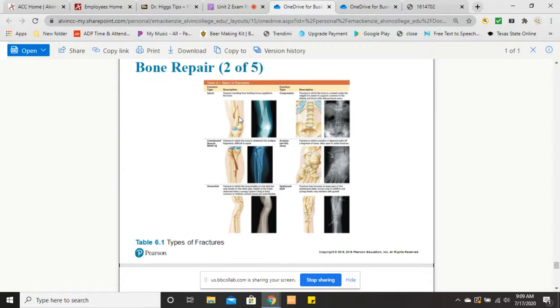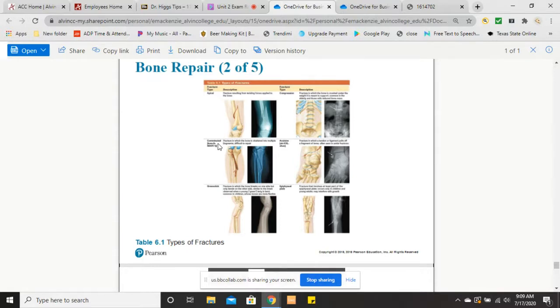In a spiral fracture, when you break the bone, it twists and rotates. Why? You got to remember, muscle is attached to your bone, and it's under a bit of tension. So when you break the bone, the muscle is still going to pull on it and possibly cause it to twist. So a twisting or rotating of a broken bone is a spiral fracture.